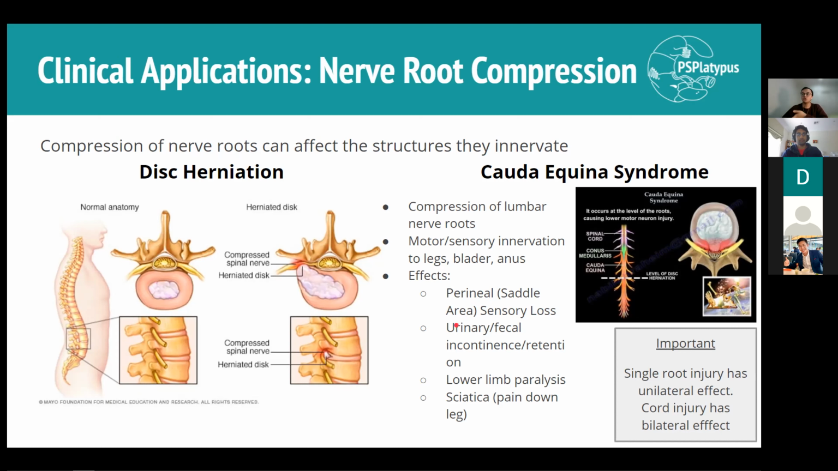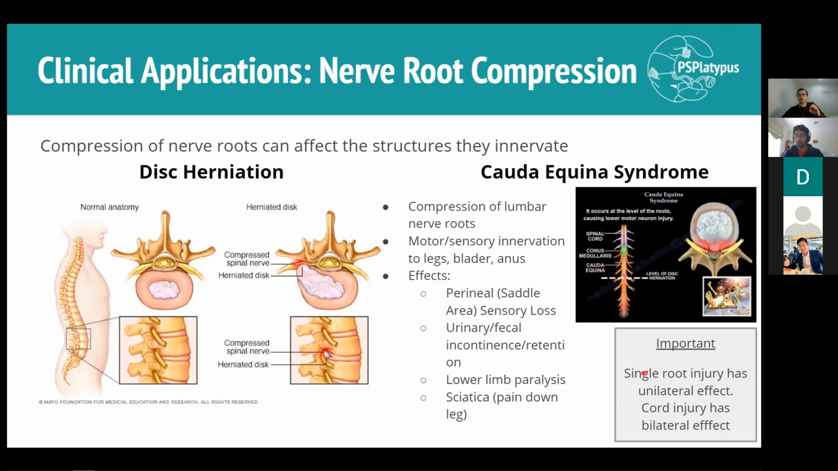And you also have urinary and fecal incontinence or retention, depending on the nature of damage that occurs. Basically, you can't really control your bowel movements that well. And you're also going to have lower limb paralysis potentially. Again, this all depends on the level of damage. So you can also have lower limb paralysis, also sciatica as well, where you have pain going down the leg because of damage to the nerve roots, right?